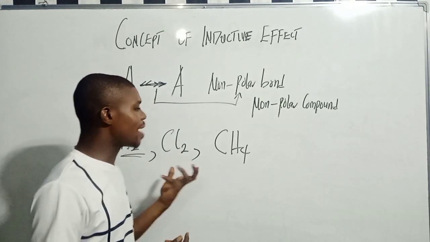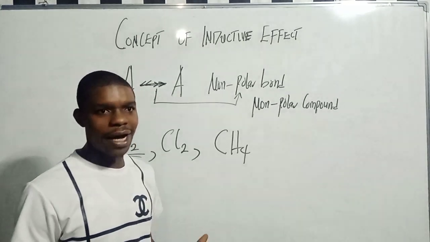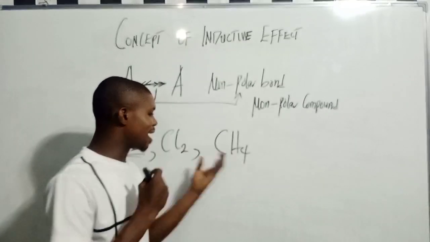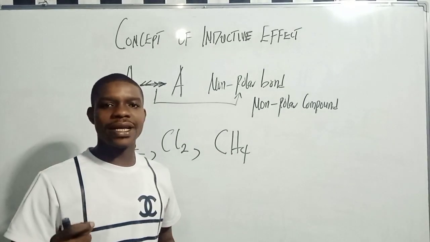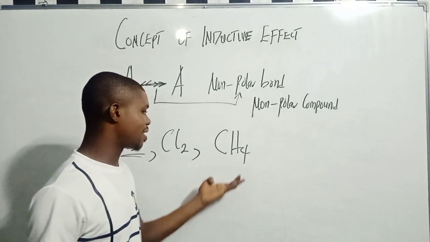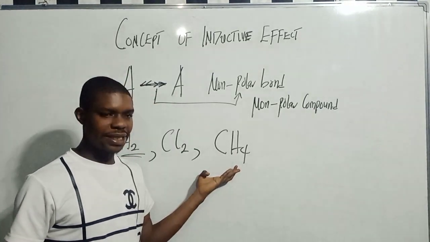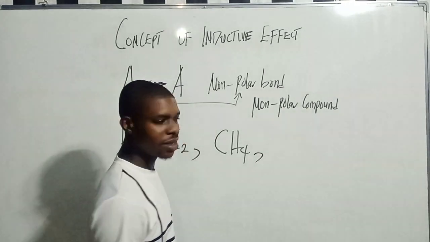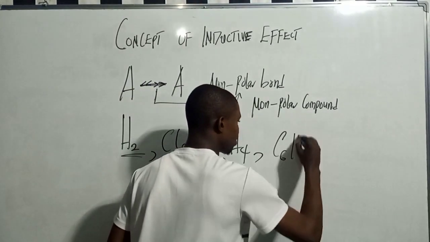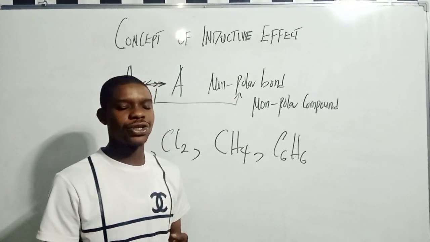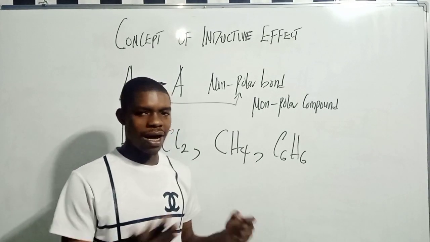So whenever you see a hydrocarbon, that is carbon and hydrogen, it is always a non-polar compound. An example is methane. Another example is the benzene ring, C6H6. As long as it contains only carbon and hydrogen, it is a non-polar compound.